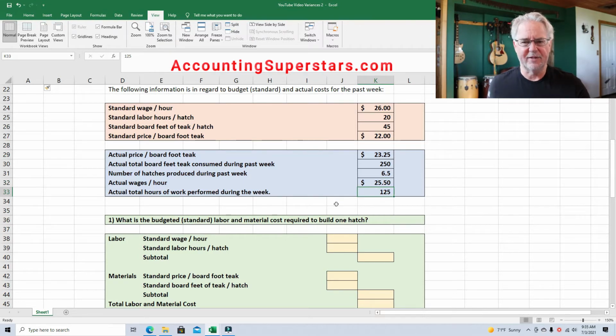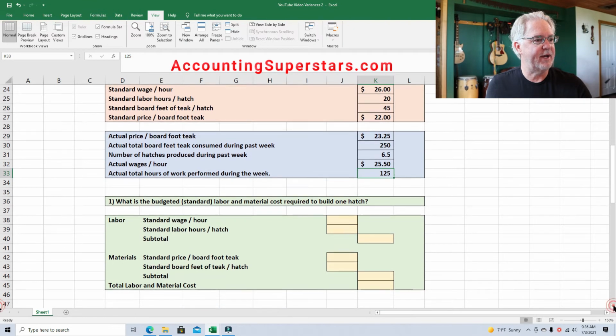So we're going to find out. Well, is this good or bad? Were the people fast enough, or were they kind of slow, or what was going on? So let's answer one question right here. Let's find out, well, how much does it cost to build one hatch, the materials and labor?